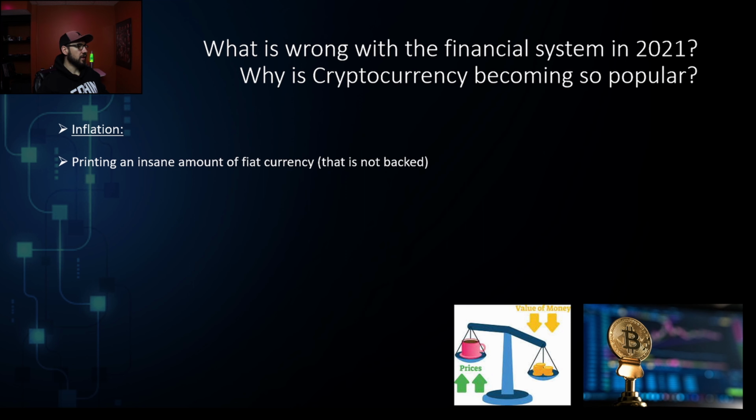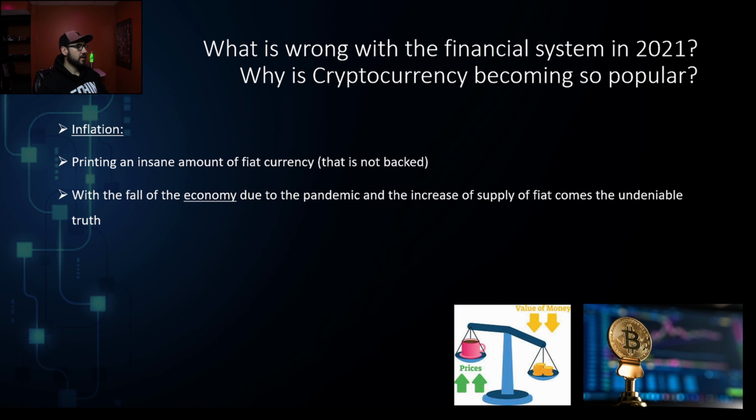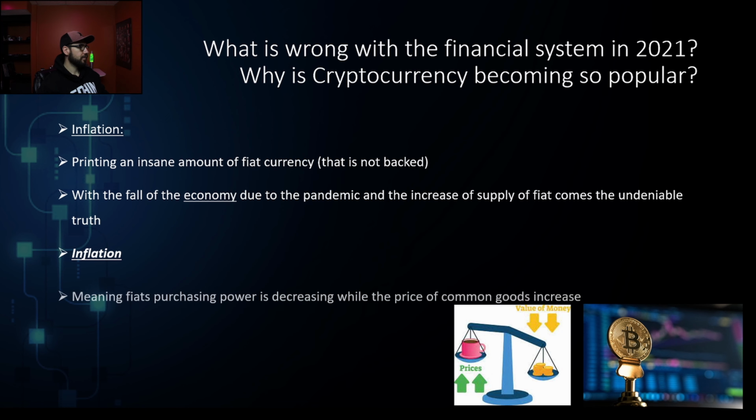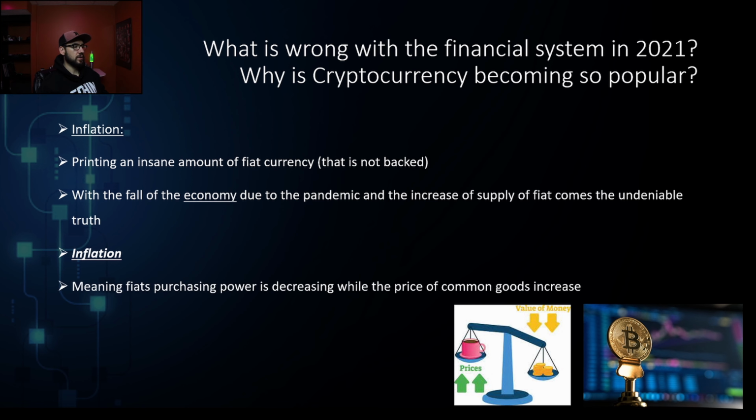So let's touch on inflation a little bit here. Printing an insane amount of fiat currency that is not backed is what causes inflation. With the fall of the economy due to the pandemic, and the increase in supply of fiat, comes the undeniable truth. The government printing immense amounts of money due to the pandemic and sending stimulus checks has caused a lower value of fiat currency, so prices will start to go up, meaning that purchasing power is decreasing while the price of common goods increases. Common goods, for example, are things like bread, milk, eggs, gasoline, and electricity.